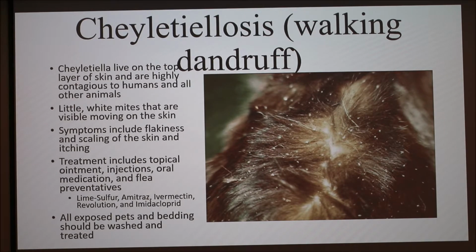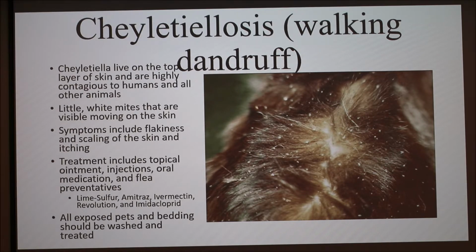Cheyletiellosis, or walking dandruff, is just this little white, it looks like dandruff, but they move across the skin and you can actually see them moving. And they're called Cheyletiella, and they live on that top layer of skin, and they will also collect in human hair as well. So if you have other animals living in the house, or you yourself, you need to be real careful because you can get this as well.